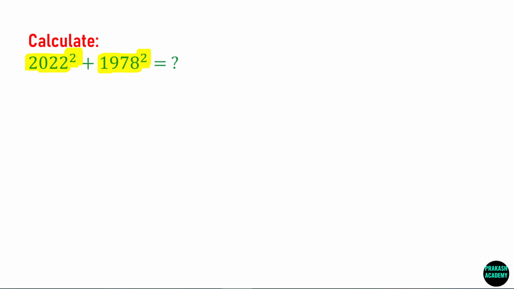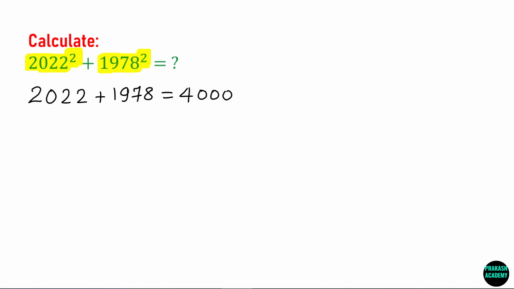Now if you see these two numbers, if you sum these two numbers, you have a very good number. For example, you see here 2022 plus 1978. So this is 4000. If you add these two numbers, this turns out to be 4000. So this relationship I am going to use to solve this problem.